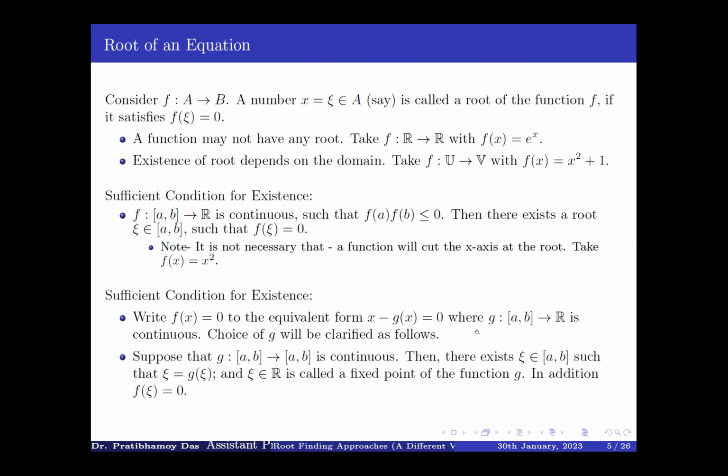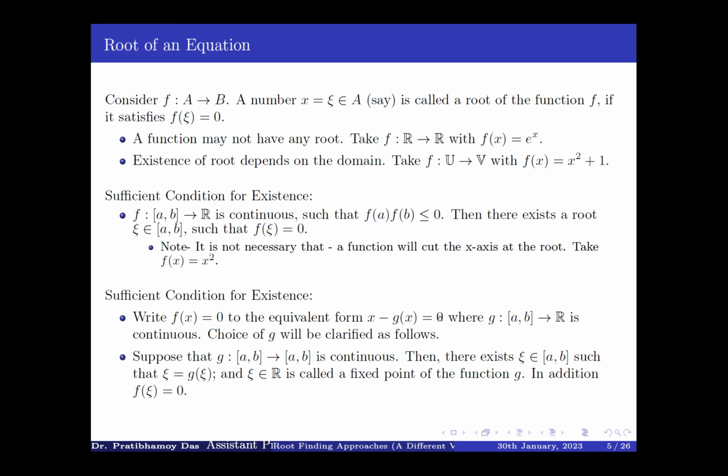Now, sufficient conditions. These are very easy questions. You'll get much tougher questions when you apply for CSIR. How to write f(x) equal to 0 as x equal to g(x) form? The one which I was explaining in the previous slide. Here, the first point is you have to ensure that g has a fixed point. Because if it has a fixed point, then that fixed point will be the root of f(x) equal to 0. So what guarantees that it will have a fixed point?